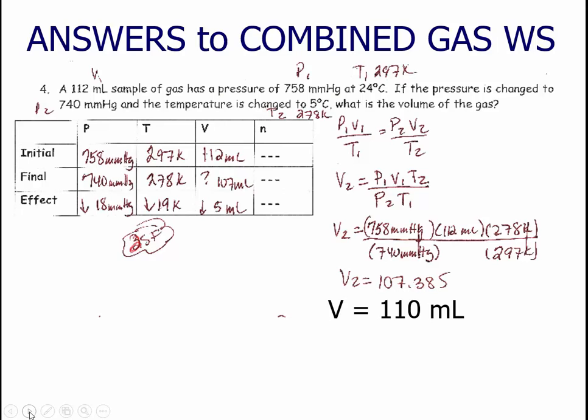Moving on to number 4, you should have 110 milliliters. A lot of you may have just put 107 milliliters. The reason why it's 110, we need 2 significant figures. It's not because of that 24 degrees Celsius or the 5 degrees Celsius. Remember, we added the 273 to it. It is the 740 millimeters of mercury that only has 2 sig figs. So our answer should only have 2 sig figs, and 110 milliliters would be it.